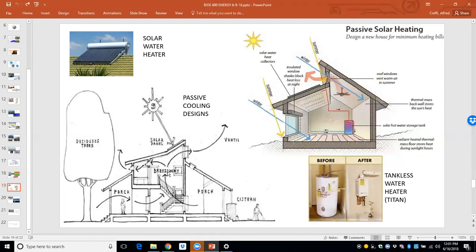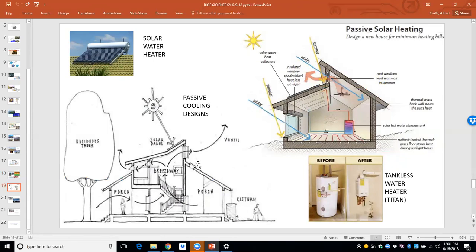We know that heat rises. Have you ever noticed if you have a two-story house, upstairs is warmer than downstairs, typically? That's because of two things. First of all, because of the heat that is generated through the roof when the sun hits the roof, part of that heat transfers into the house, but also the heat that naturally rises from the bottom floor up.